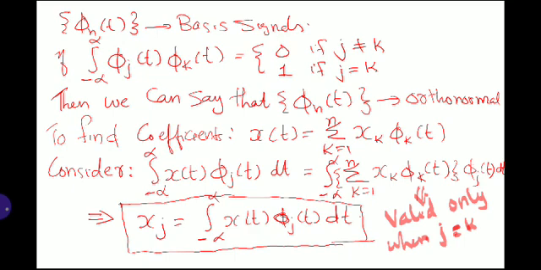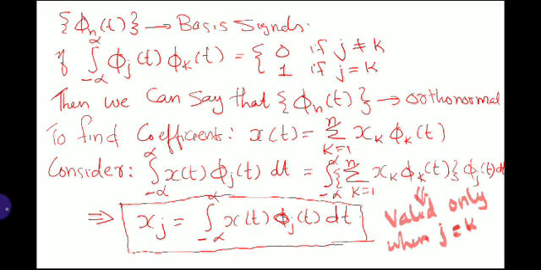Now we will see how the coefficients x1, x2, etc. up to xn are found out. So consider integral minus infinity to infinity x of t into phi j of t. That is the projection of x of t along the direction specified by phi j of t. That is actually the inner product of x of t and phi j of t. So we can write x of t as sigma k equal to 1 to n x k phi k of t, phi j of t dt.